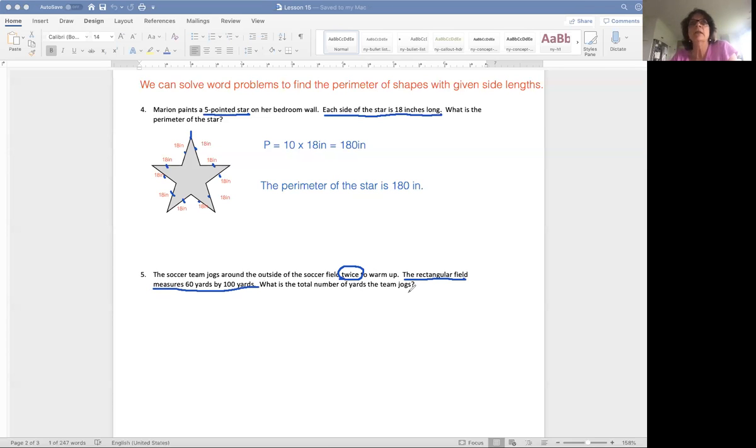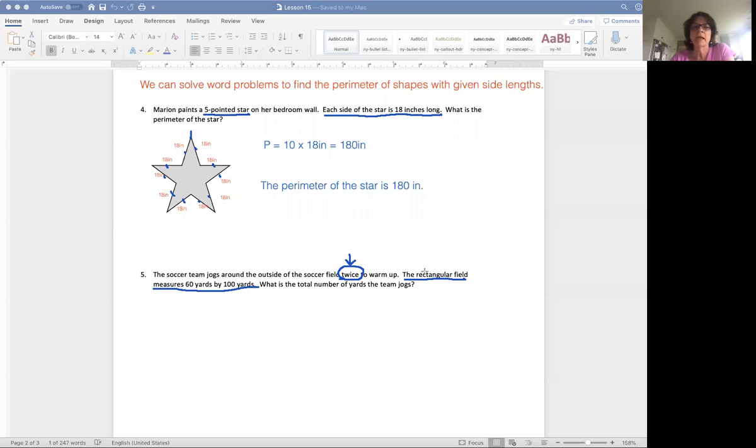So notice it's not really asking us for the perimeter of anything. It's asking us to find the total number of yards the team jogs. But if the team is jogging around the field, they are jogging the perimeter of the field, or the distance around the field. The most important thing we need to remember here is they are doing it twice. So that's really important for us to remember. All right. So we read our word problem, underlined our knowns, and now we're going to draw our picture.